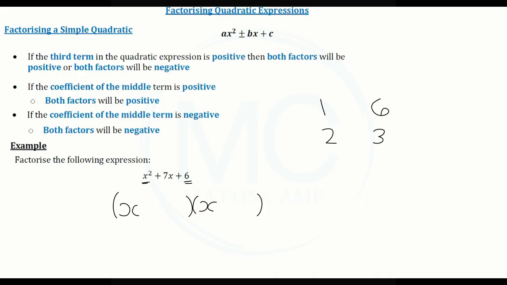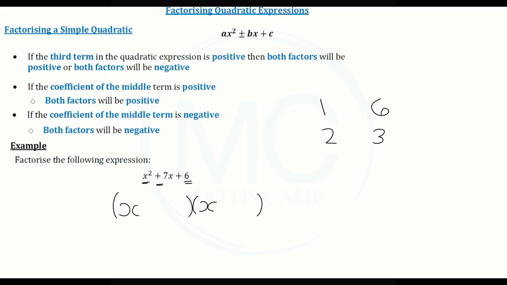6 is positive, which means both of our factors will be positive or both of our factors will be negative. But which one is it? How do we tell? Well, we look at the value of b. This is the coefficient of x in your quadratic. It is positive 7. This tells us that both factors will be positive.